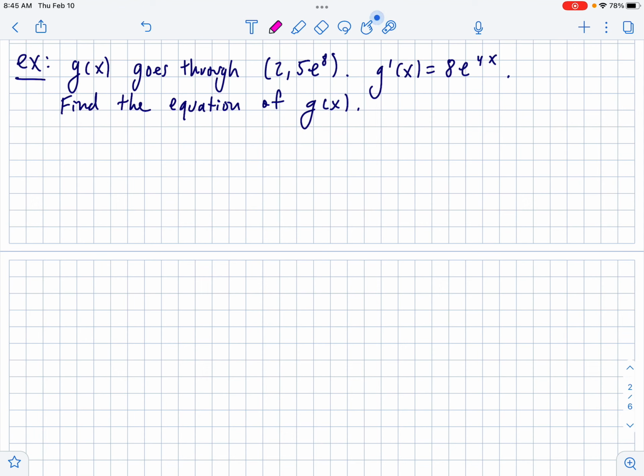Next up, g of x, that original function, goes through this point. Are you guys seeing a theme here? That it's like they give you a point on the original function. That means that you can solve for your c value. The derivative of g is 8e to the 4x. So we need to find g of x. So we are going to integrate 8e to the 4x dx.